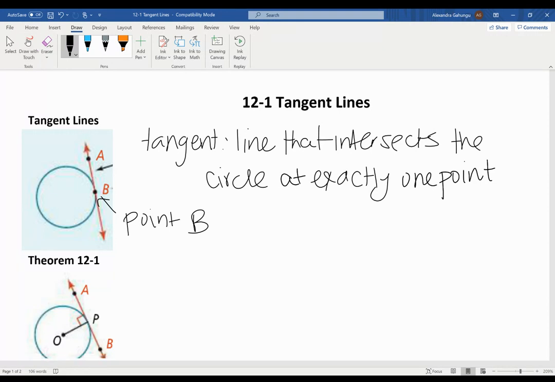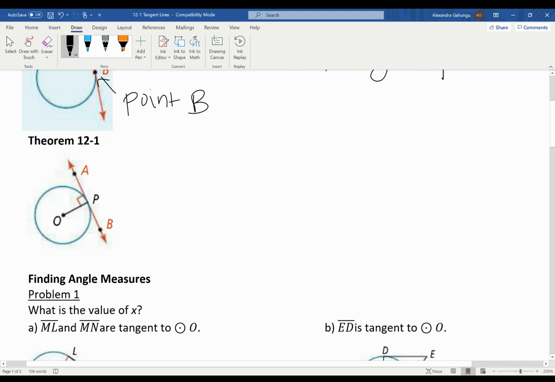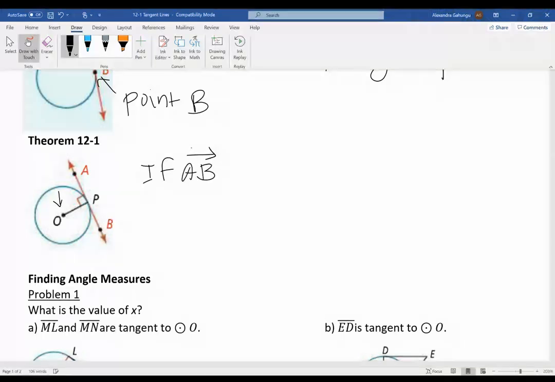Things that we can get from our tangent line is that if I look at my circle O, and we'll be able to call our circles based on the center. So if it has a center O, that is circle O. And if we have a tangent AB, line AB intersects this guy at point P, and we know it is a tangent.